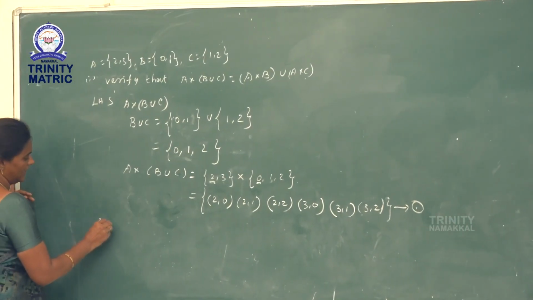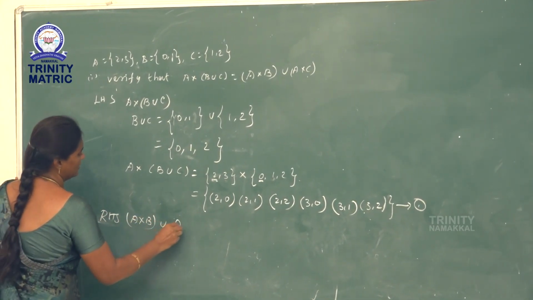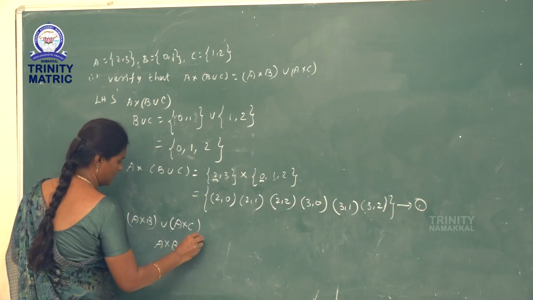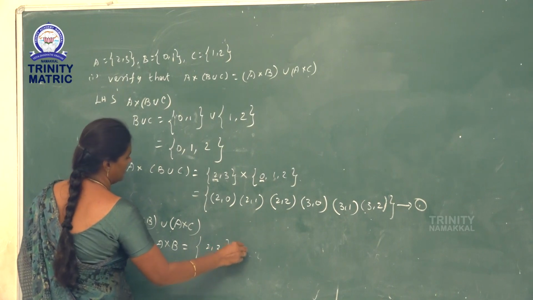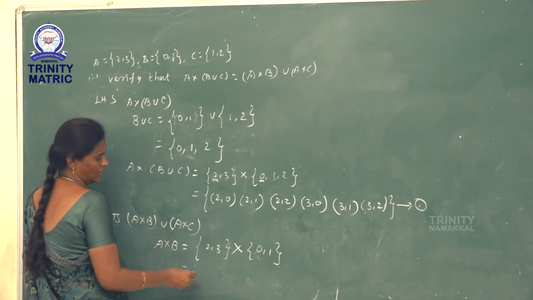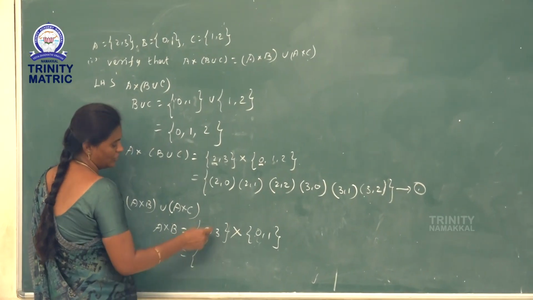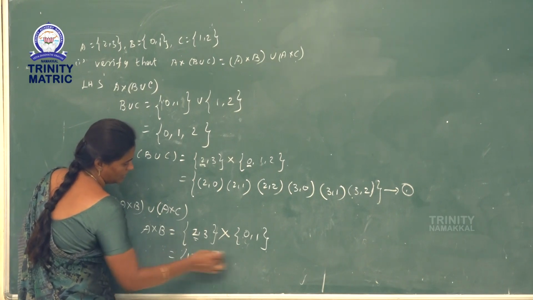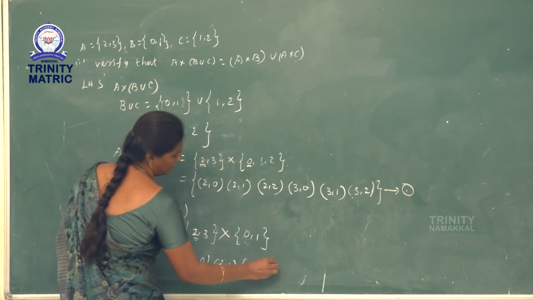Next we take the right hand side, A cross B union A cross C. First we have to find A cross B is equal to, what is the set A? 2, 3 cross the set B, which is 0, 1. Now here we write these two sets as ordered pairs. So first we take 2, 0, then 2, 1, 3, 0, 3, 1.